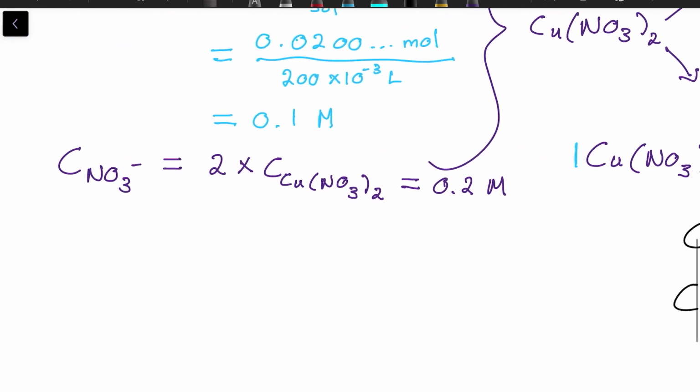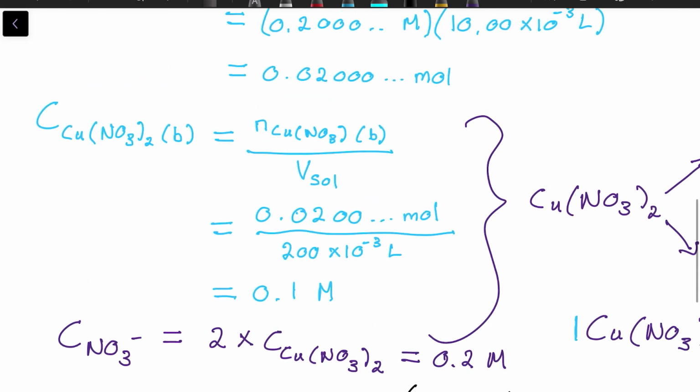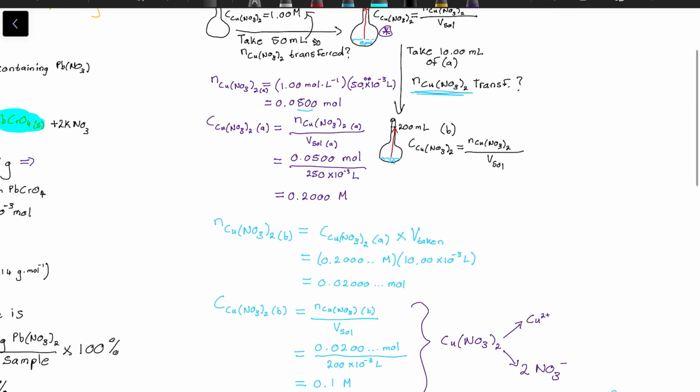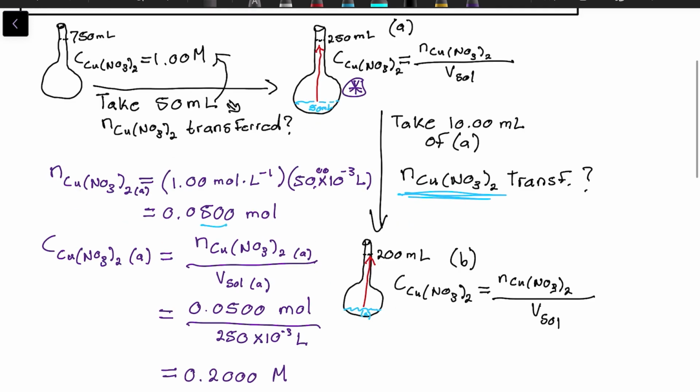Keep on worrying whether or not this answer is right. It might be 0.02, so maybe just put it in brackets. If you get 0.02 molar, it might also be correct. I might have missed a factor of 10 somewhere. I mean, it happens, I'm also human. But if you follow the logic, then you should be fine up until this point.